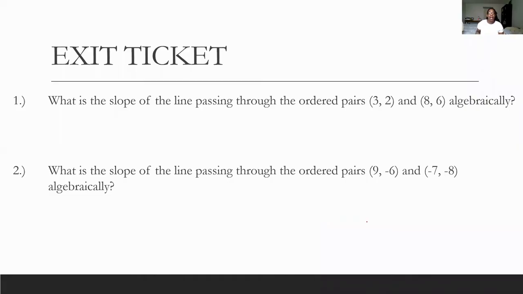What is the slope of the line that passes through the ordered pairs (3, 2) and (8, 6)? We're going to do this algebraically. If you recall, we had the formula y sub 2 minus y sub 1 over x sub 2 minus x sub 1, and that was our slope, which is represented by the letter m. Or, remember we had options, we can do y1 minus y2 over x1 minus x2, as long as the 1s and the 2s are lined up, and remember your y's are always going to be your numerator because it's your rise over your run.